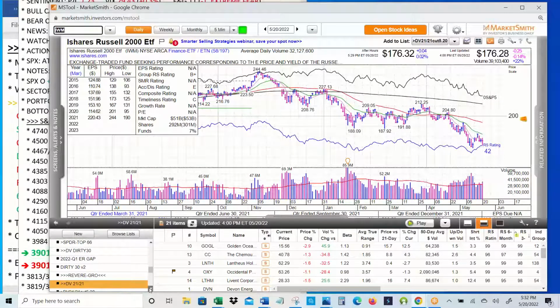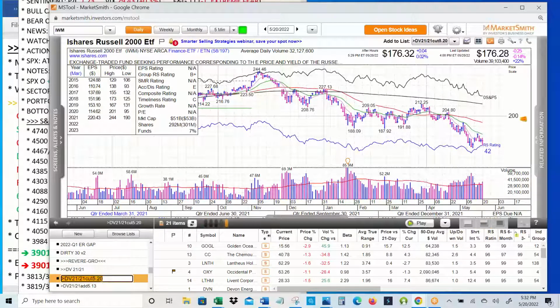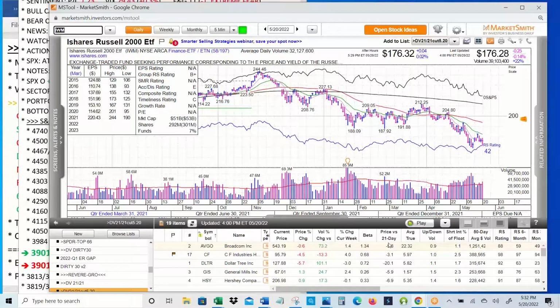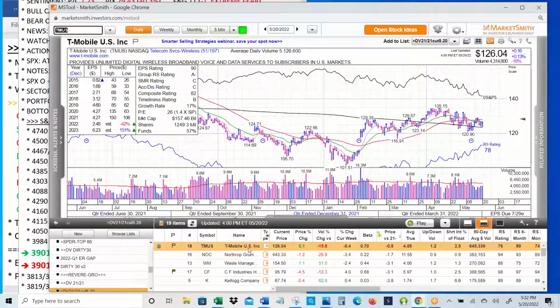So let's get now to the remaining 21 over 21, and first let's look at the 19 stocks that got devastated this week. Let's sort them relative to their 21-day exponential moving average, the best first and the weakest last. So here's T-Mobile. Broke below the 50, broke below the 21, still holding the 200.